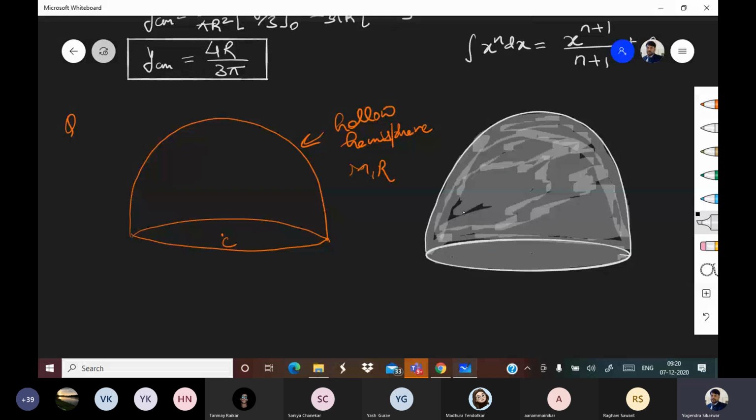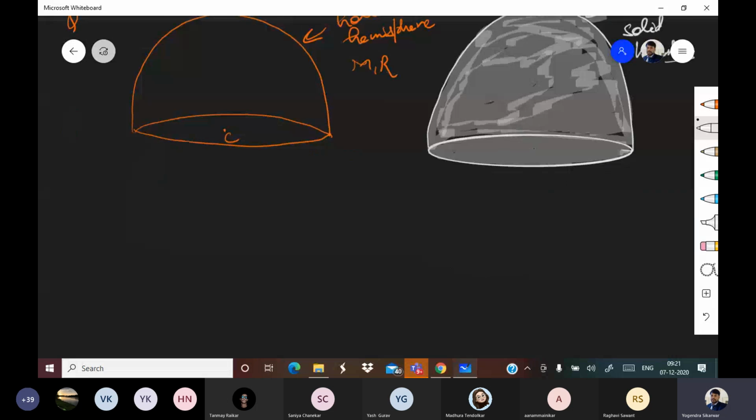So you need to find MR, solid hemisphere. So find center of mass of both. All right. So these were questions related to calculation of center of mass. Now I am moving towards motion of center of mass. Pay attention.